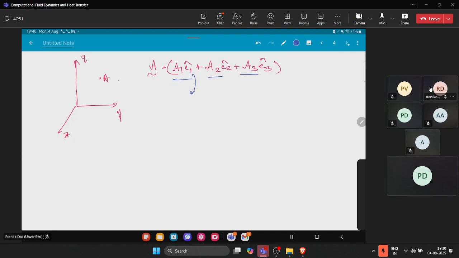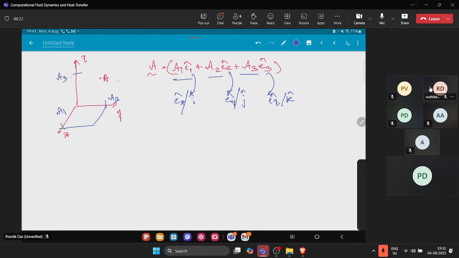So now your E1 cap is basically the same as EX cap or I cap, or this one is the same as EY cap or J cap, whatever you call it, or this is written as EZ cap, K cap. Multiple different notations are used in different books, but they basically mean the same. So A1 is the length along the x-axis, A2 is the length along the y-axis, and A3 is the length along the z-axis.